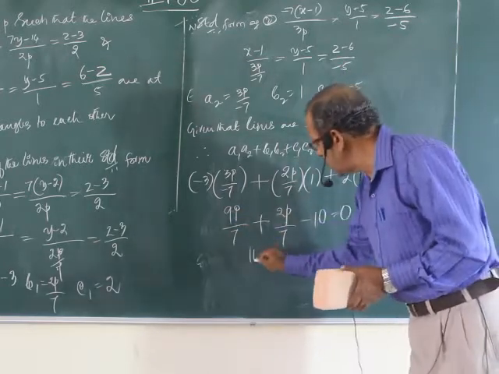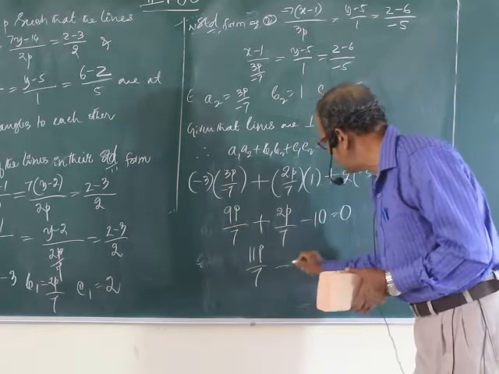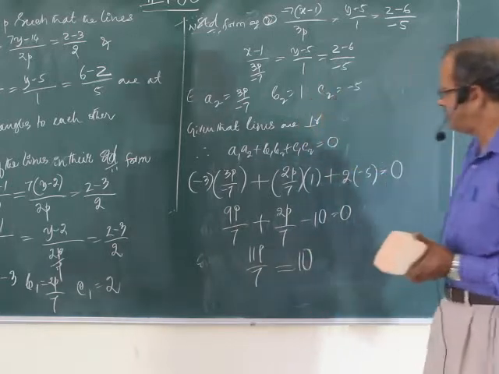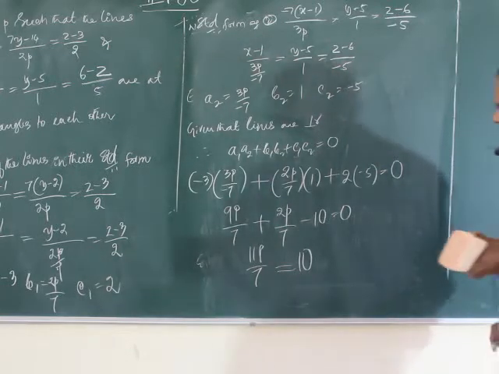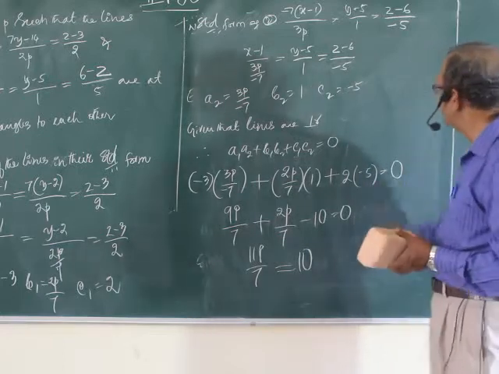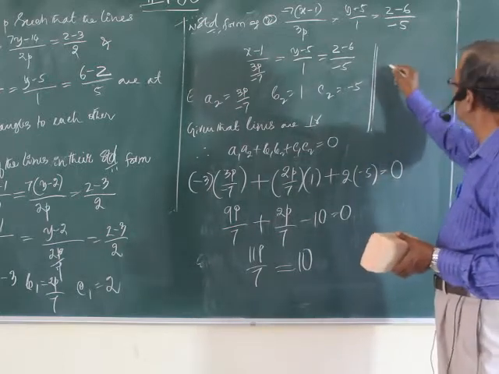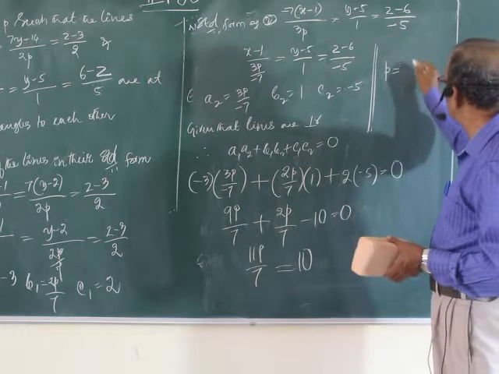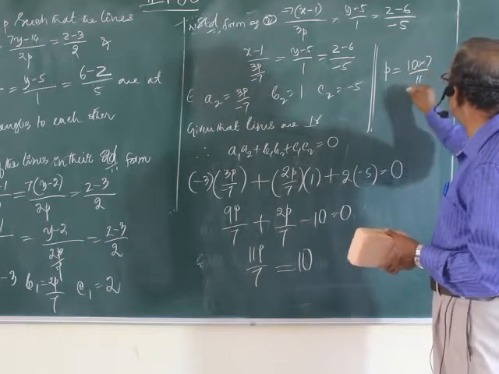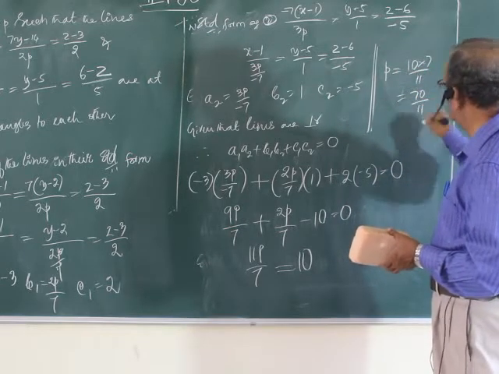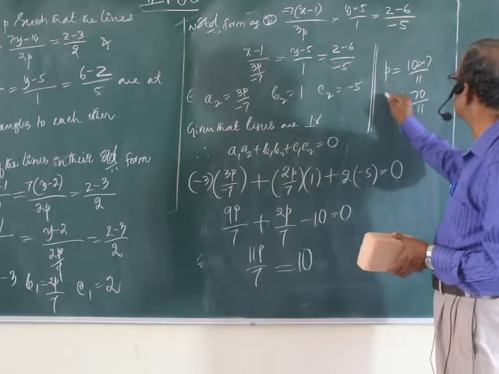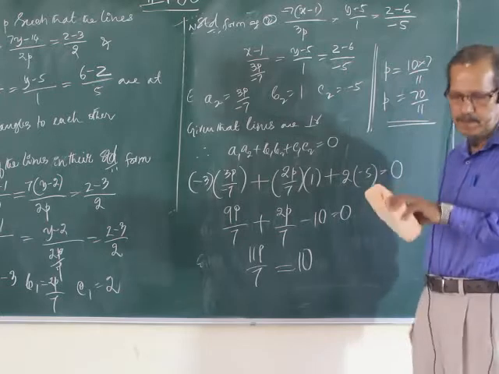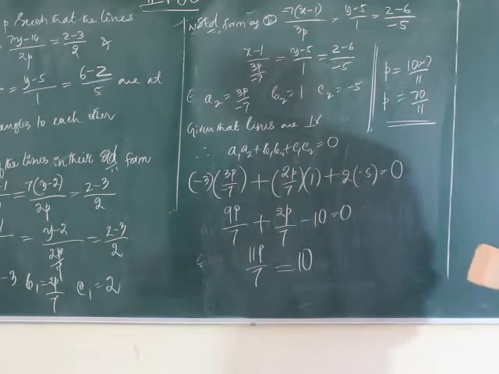9 plus 2, 11p by 7 equal to 10. 9p by 7 plus 2p by 7 is 11p by 7 equal to minus 10, which becomes plus 10. Final step is p equal to 10 into 7 by 11, that is 70 by 11. Correct, no? 70 by 11. Yes. P equals this much.